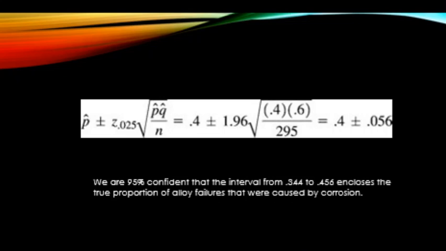Okay, and then it's just plugging in the information in the formula. p hat is 0.4, 1.96 is your z 0.025, square root of 0.4 times 0.6 divided by 295. When you add and subtract this quantity to 0.4, we get 0.344 and 0.456. So we are 95% confident that the interval 0.344 and 0.456 encloses the true proportion of alloy failures caused due to corrosion.